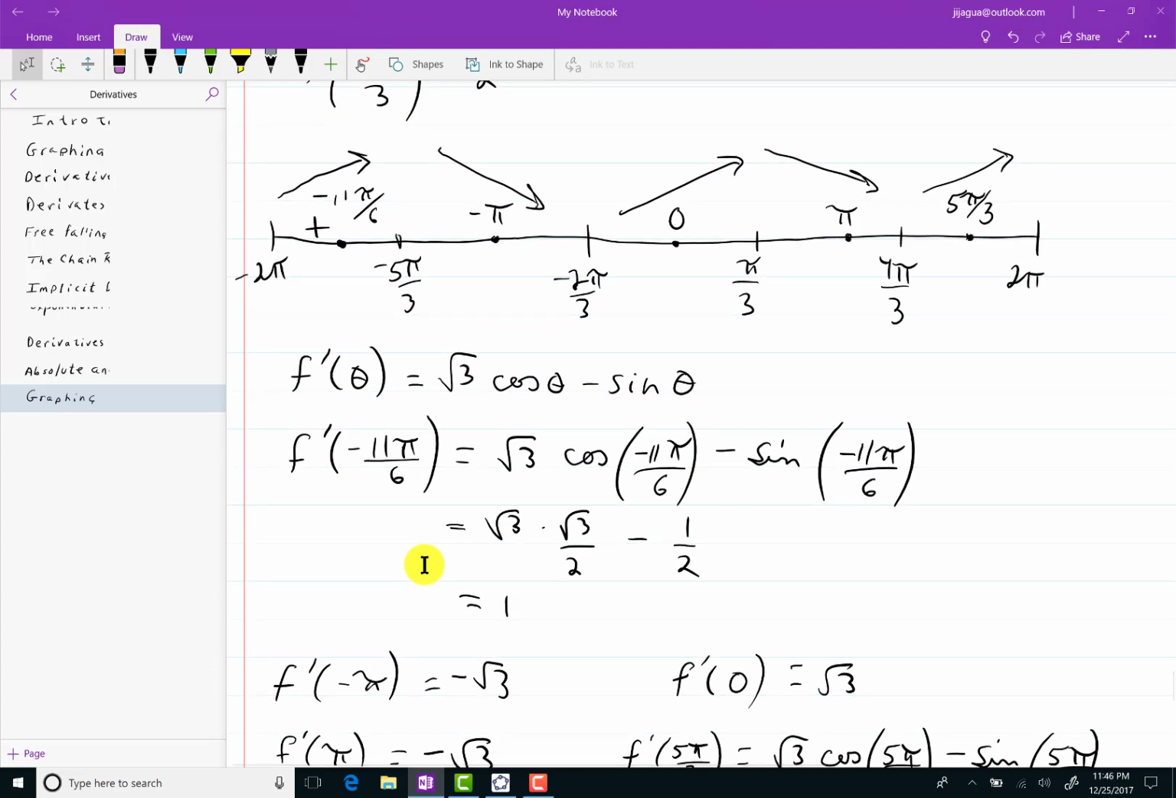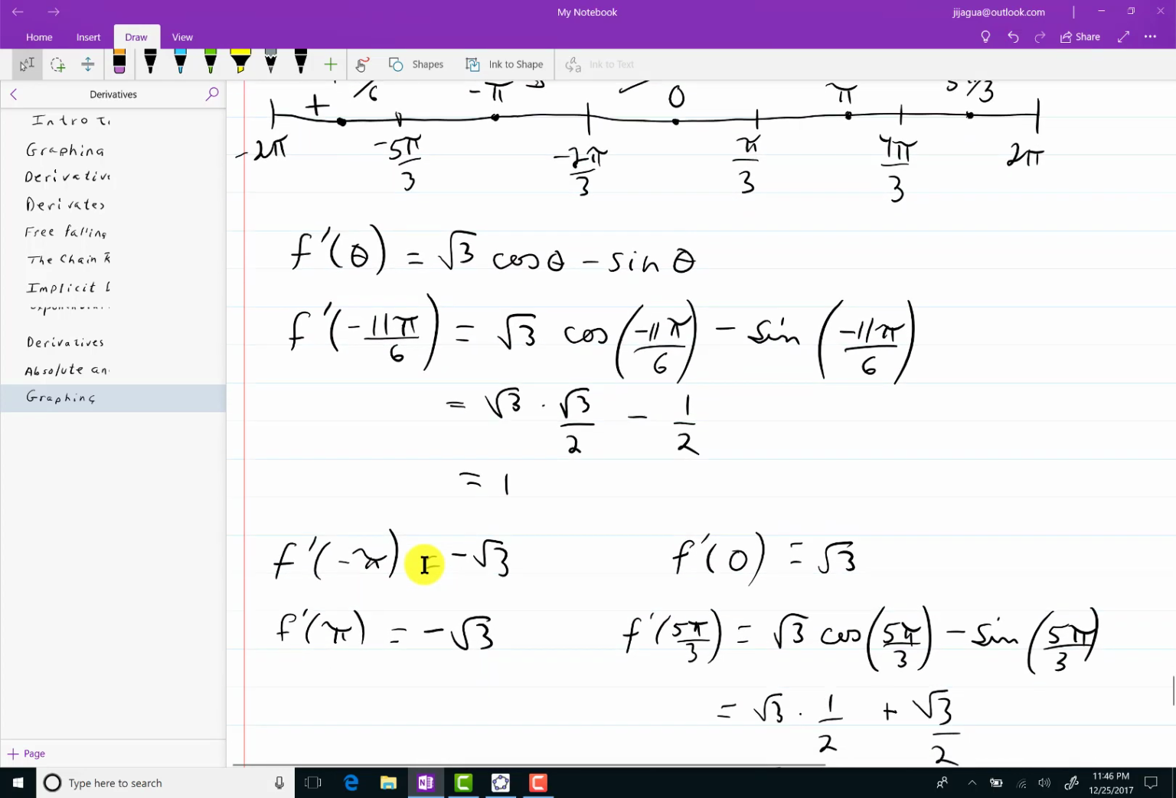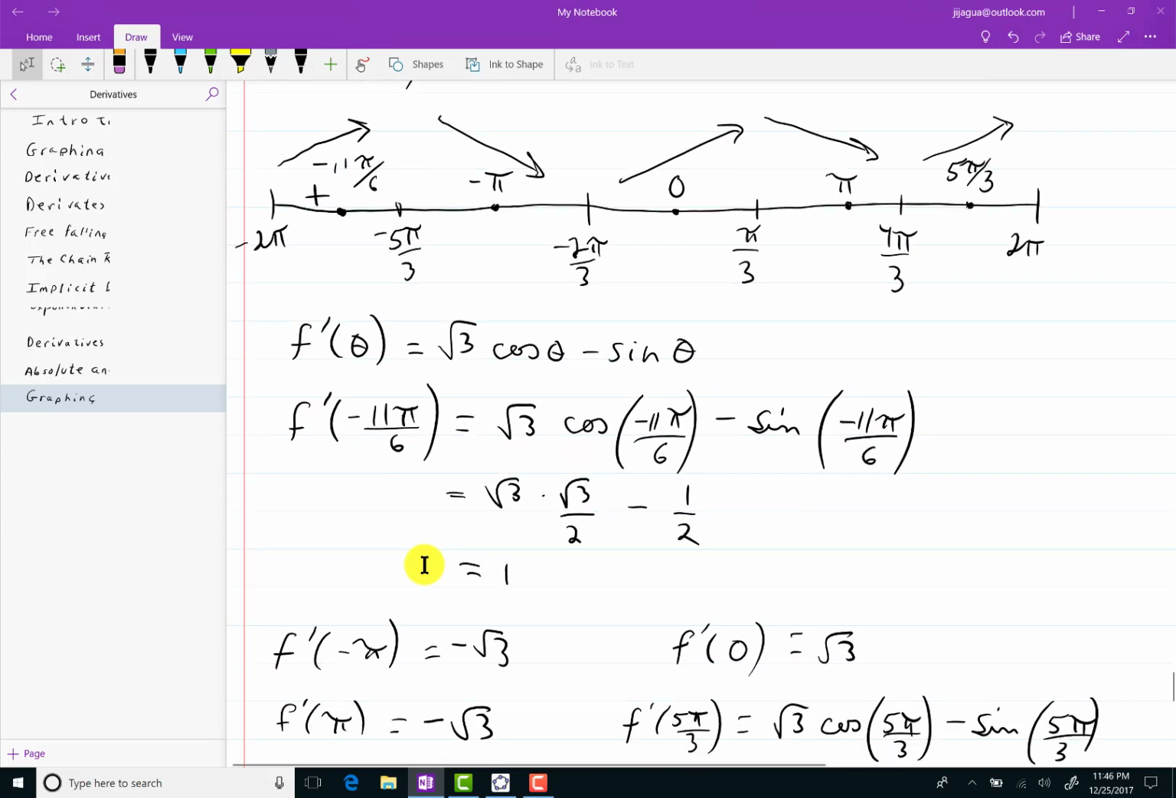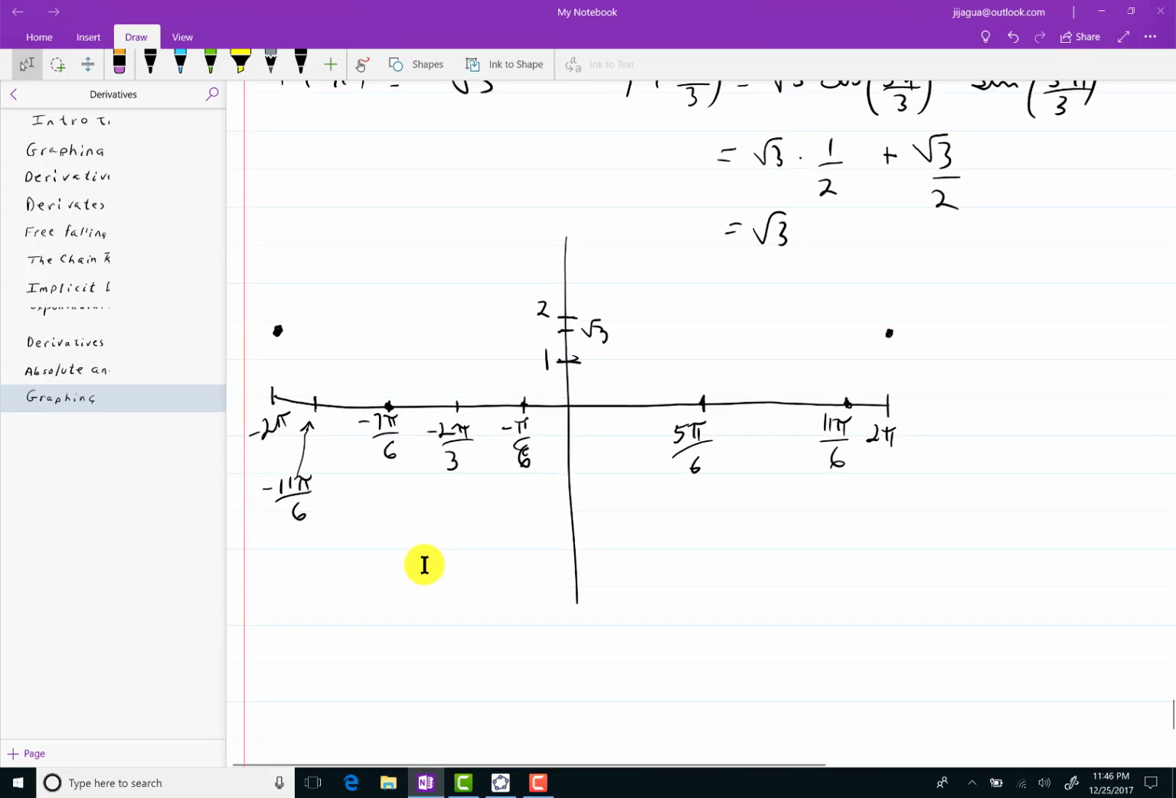And then I had a pi over 3 and a 4 pi over 3. Pi over 3 is like 2 pi over 6, so I'll put it about here. And then 4 pi over 3 is like 8 pi over 6, so it's right smack dab in the middle of these two.